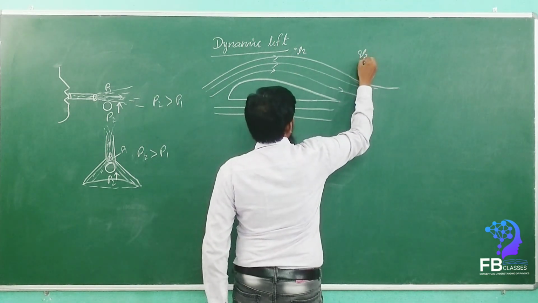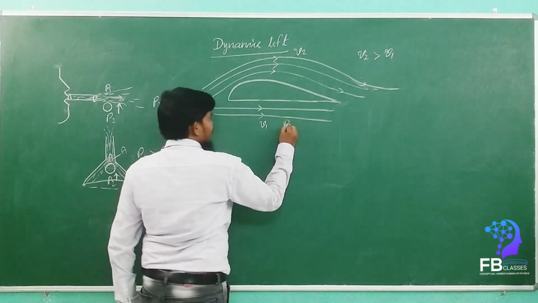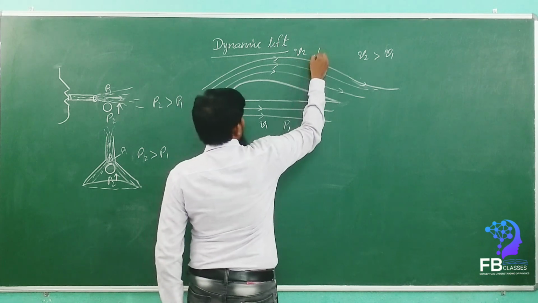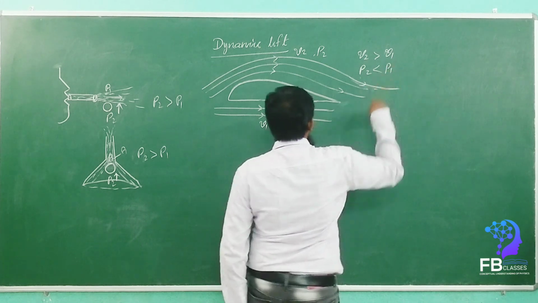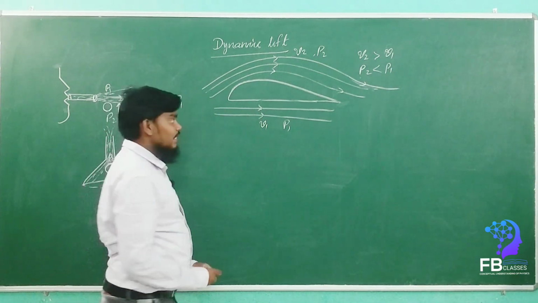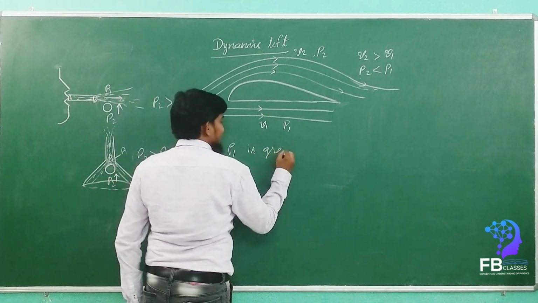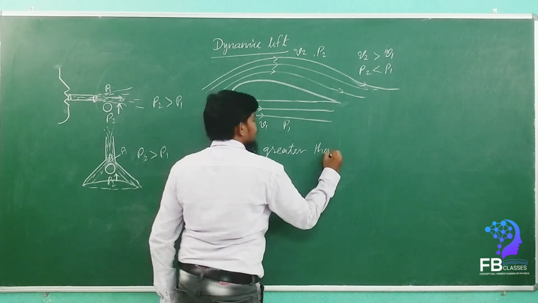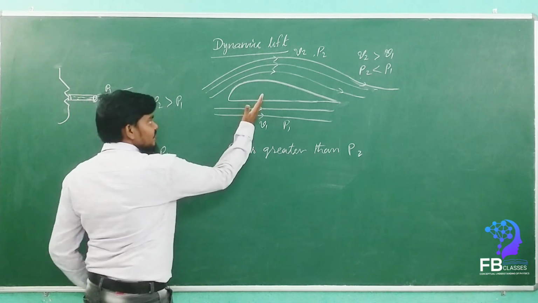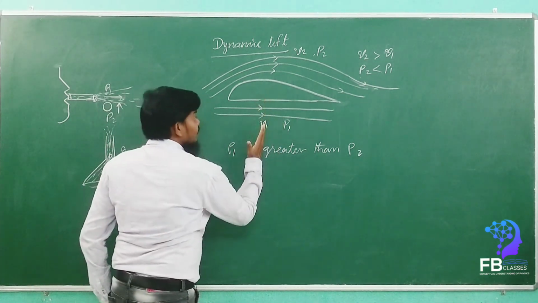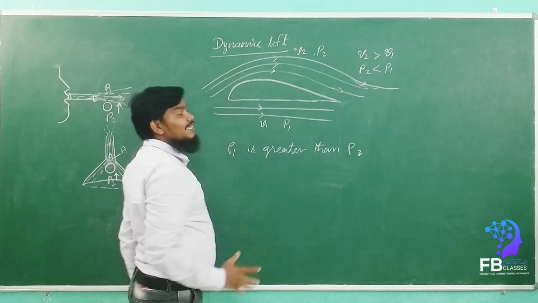So what will happen? V2 is greater than V1. Then what could be the pressure? If the pressure is P1 here and the pressure is P2 here, then P2 is less than P1. So that means pressure P1 is greater than P2. So that is why what will happen? The wing will lift up, yes or no? So that lifting up we can call as a dynamic lift.